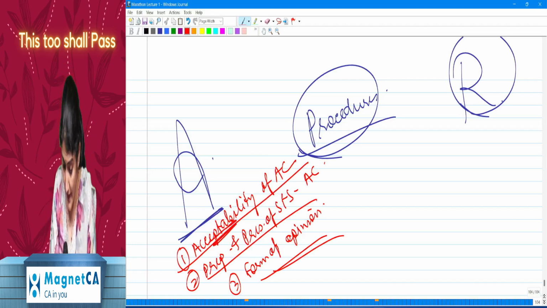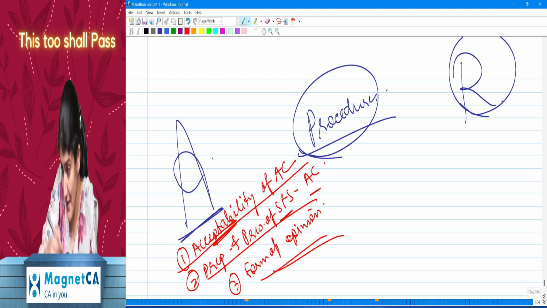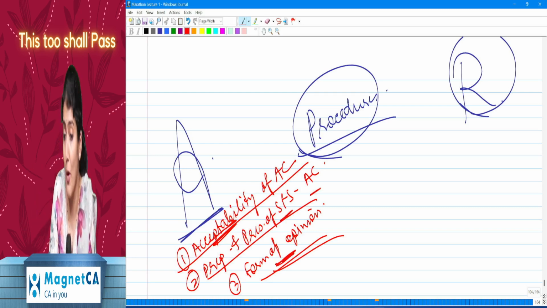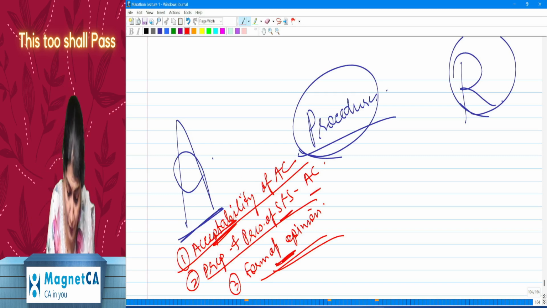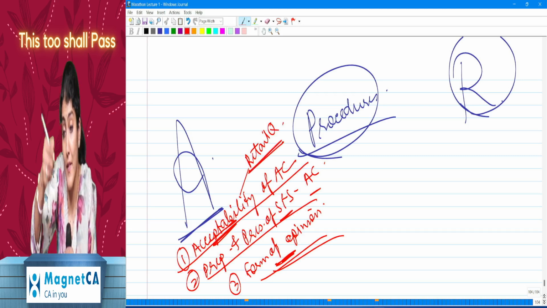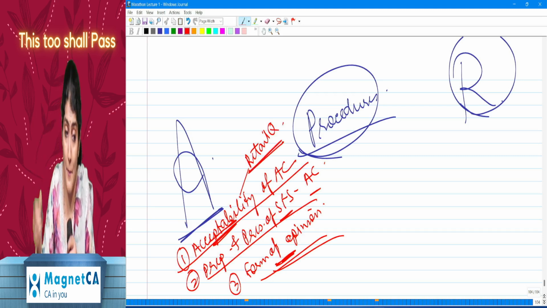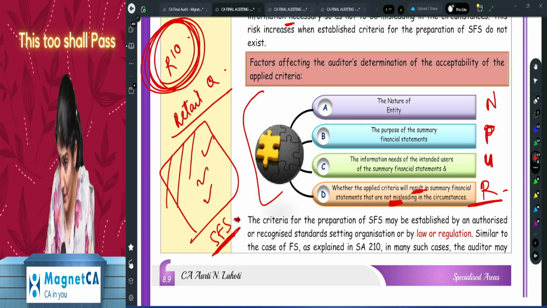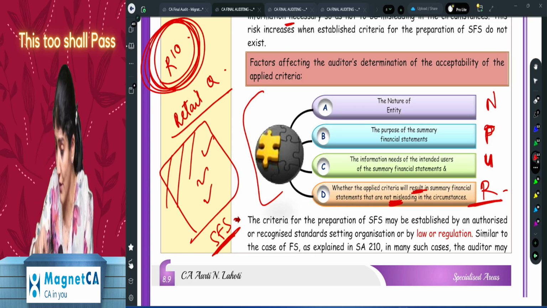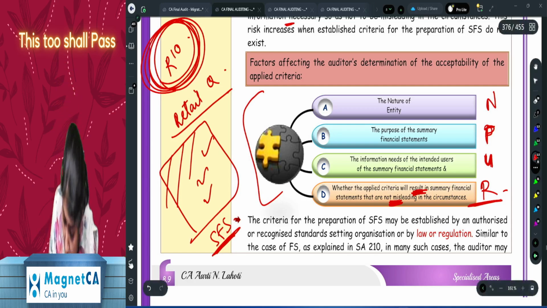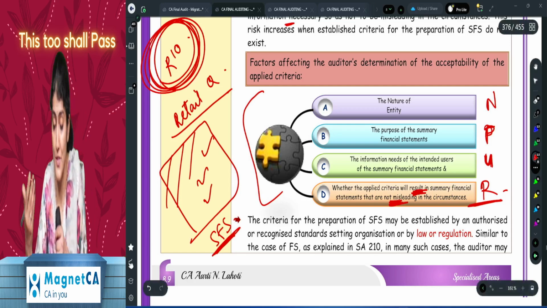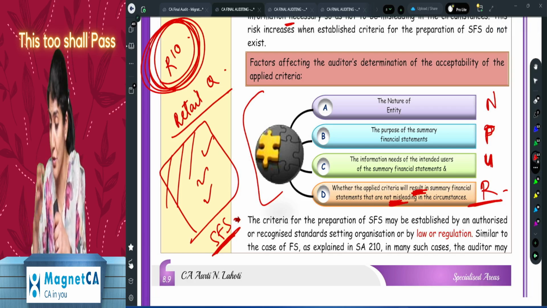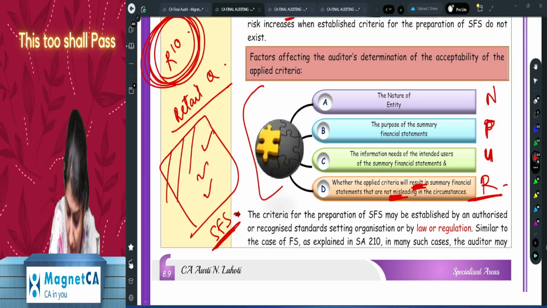Acceptability of applied criteria, preparation of summary as per applied criteria, and the form of opinion. But the first one could be a retail question in your exams: how do you determine whether the applied criteria is acceptable or not? So what do you look into? The nature of the entity, the purpose, then the information needs of the users, and also that the result of the summary will not be financial statements which are misleading, right? They should not be misleading in these circumstances.